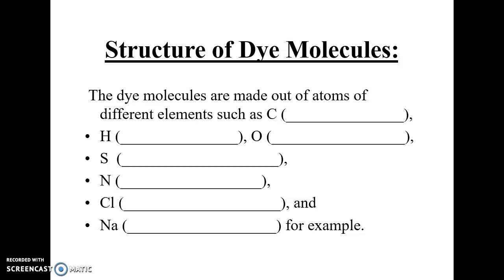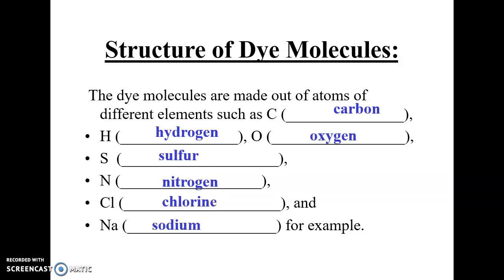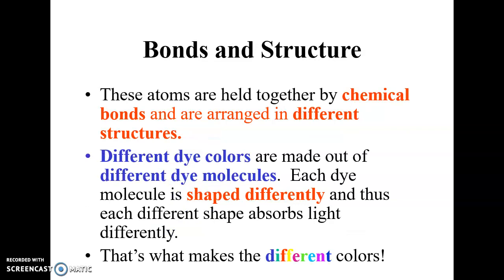The dye molecules are made out of atoms of different elements. We've got carbon, hydrogen, oxygen, sulfur, nitrogen, chlorine, sodium. We have these atoms being held together by chemical bonds. Different dye colors are made out of different dye molecules. Each dye molecule is shaped differently, and thus each different shape absorbs light differently.